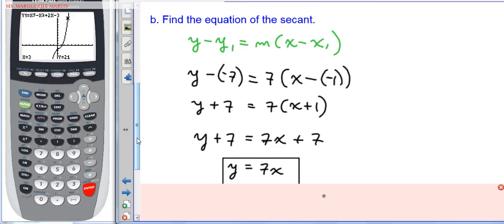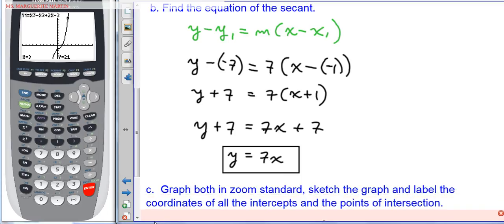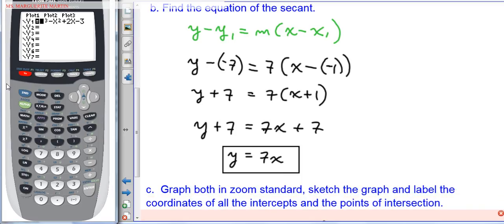Then part C says to graph both, meaning the original function that we were given and the function we just found in part B. So I'm going to go to my calculator and go down to y2 and put in 7x. That will draw the secant line, because that's the equation of the secant line. So graph both in Zoom Standard, sketch the graph, and label the coordinates of all the intercepts and the points of intersection.